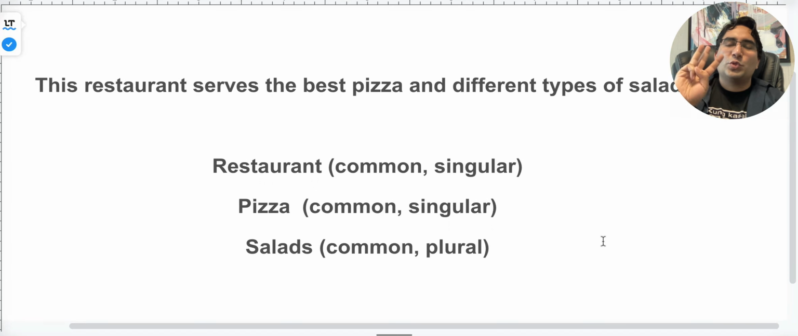In this case, you had 3 nouns. Restaurant, the place, pizza, the thing, and salads, which is also a thing. So you got a common noun. Do you know why it's common? Think about it. It's common, and this is common, and this is common, because all of them are not real names. They're not real places, not real descriptions. Hence, they're all common. At the same time, they are singular, the first 2, and this one, salads, is plural. Why? Because it has an S with it.